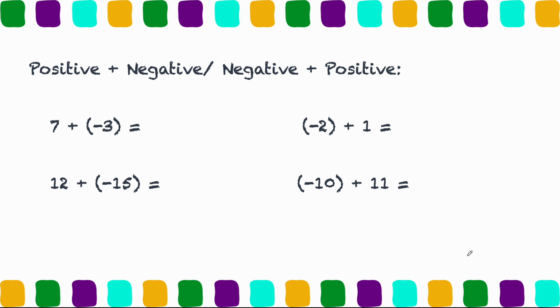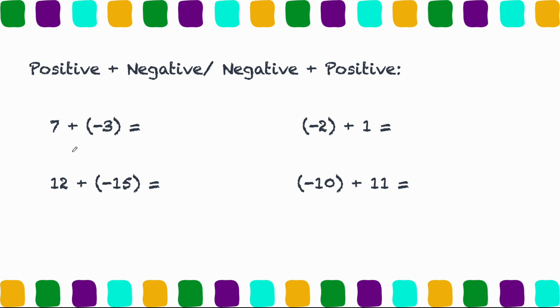Excellent. Now we're on to adding positive and negative numbers, or vice versa. And remember it says we're going to subtract, we're going to take from the larger absolute value, and we're going to keep the sign of the larger absolute value. Let's look at the first one. So we have positive 7 plus negative 3.